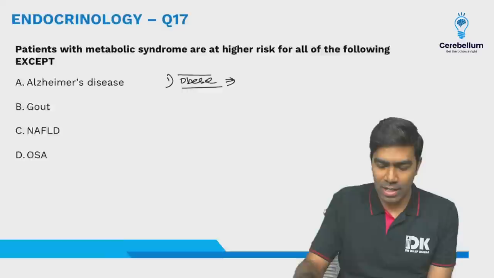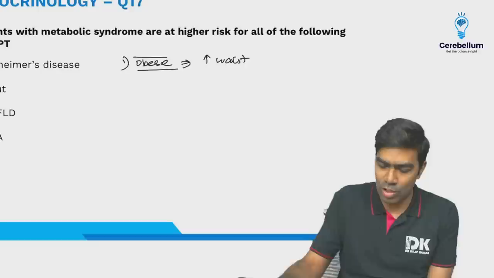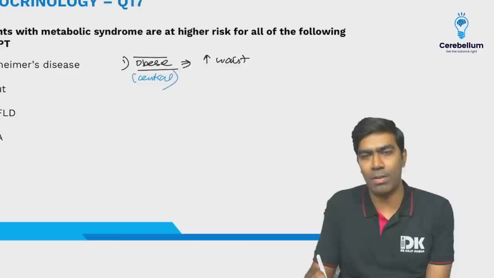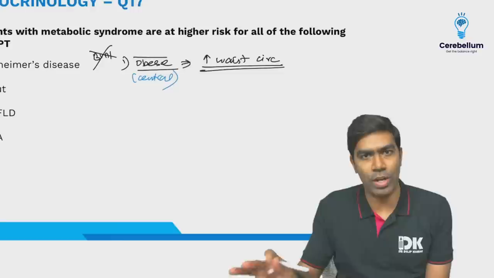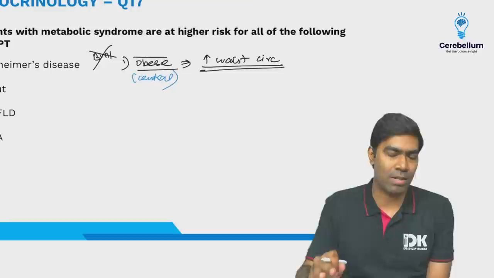we diagnose central obesity. It's not about just being obese, it's central obesity. That only will be called metabolic syndrome. So that has to be defined by waist circumference, not by BMI. One of the important things to understand here is we are not going to use BMI for defining obesity. We are going to define it by waist circumference. Central obesity is more important.